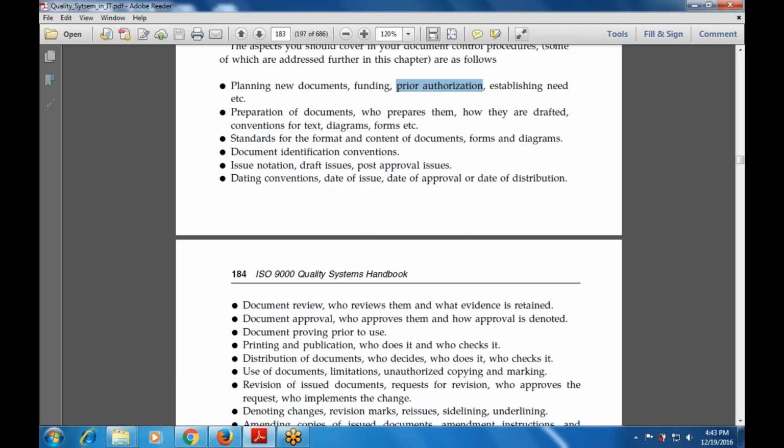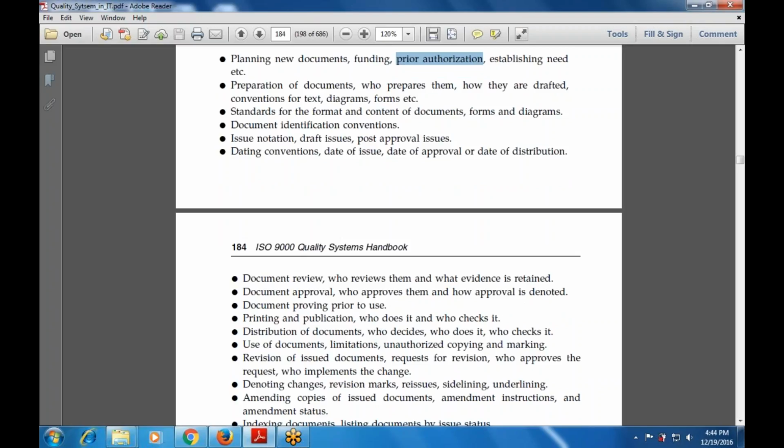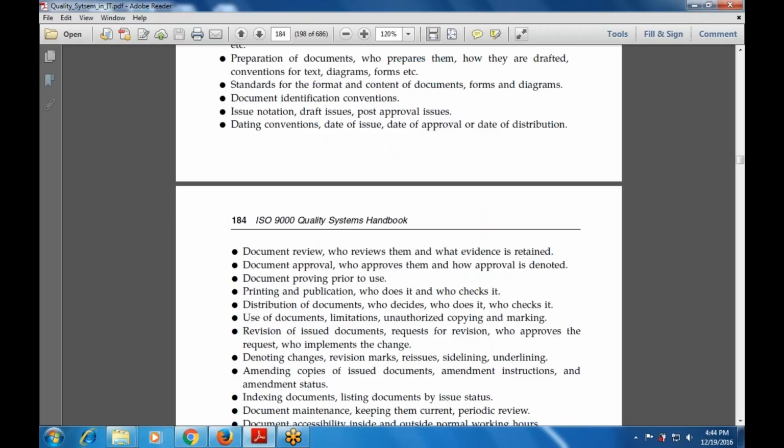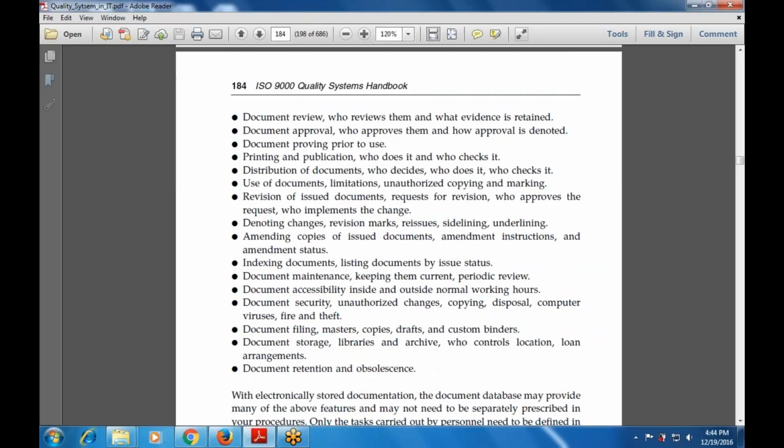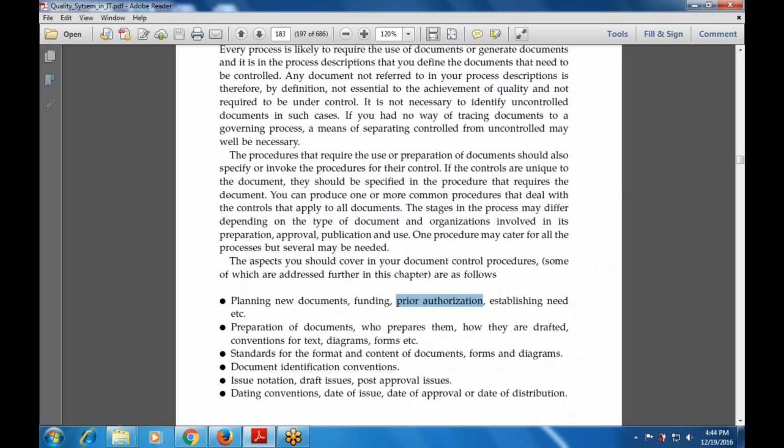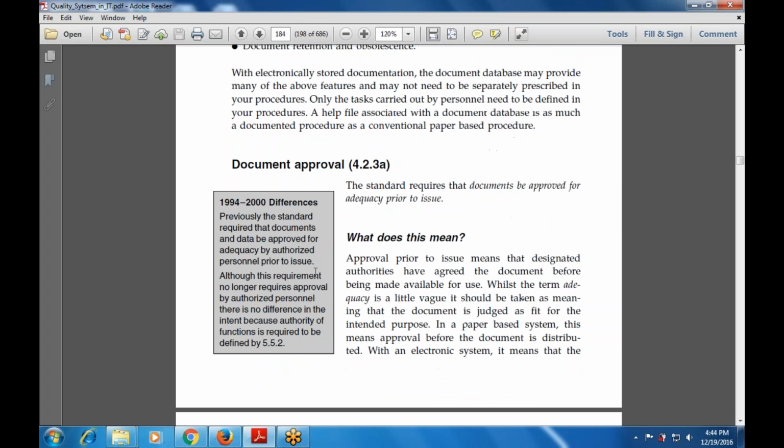Document review, document approval, document proving prior to use, printing and publication: who does it and who checks it. Then distribution of the documents: who decides, who does it and who checks it. Then use of the document, that is the limited documents that are issued out, with the help of the computer. Then denoting the changes, whatever the changes available, sidelining, underlining. So these are the various procedures that are available. These are the various aspects used in the document control procedure.